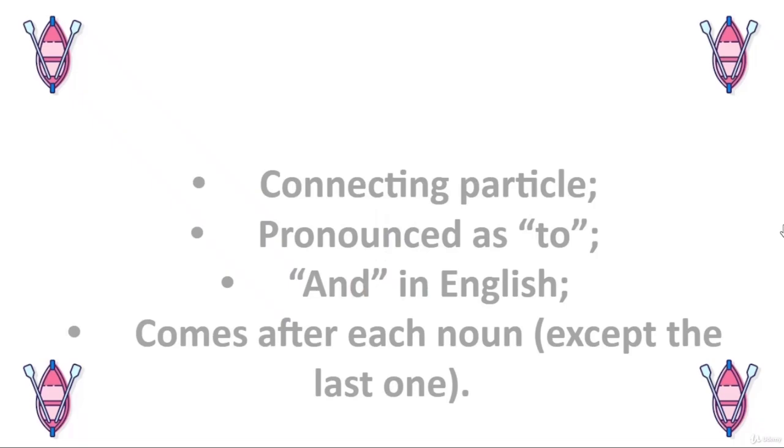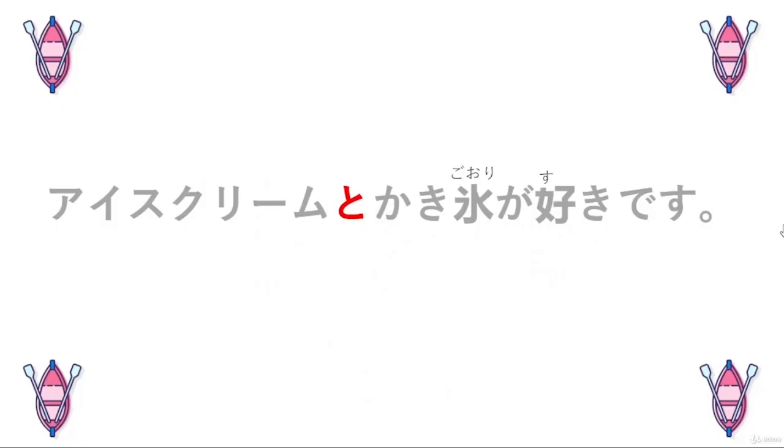Particle to. This is a connecting particle. It's pronounced as to, and it means and in English. It comes after each noun, except the last one, so keep that in mind, okay? Let's take a look. アイスクリームとかき氷が好きです。Ice cream and shaved ice I like. So I like ice cream and shaved ice. So this to would mean and in this situation.